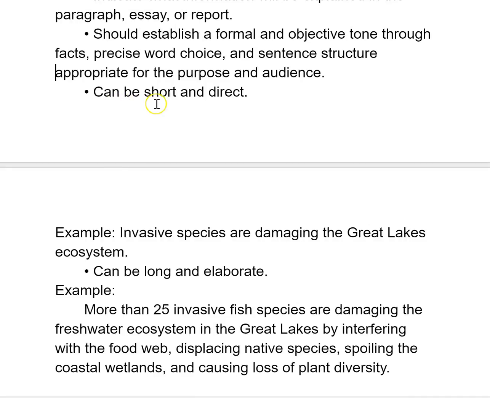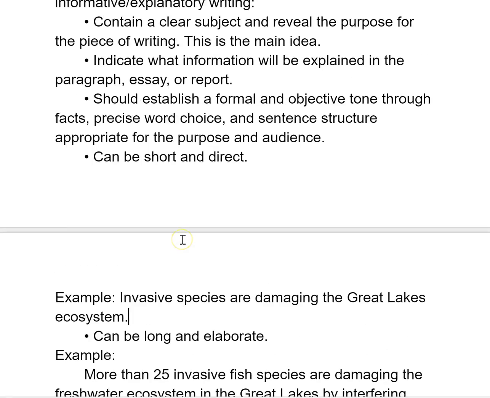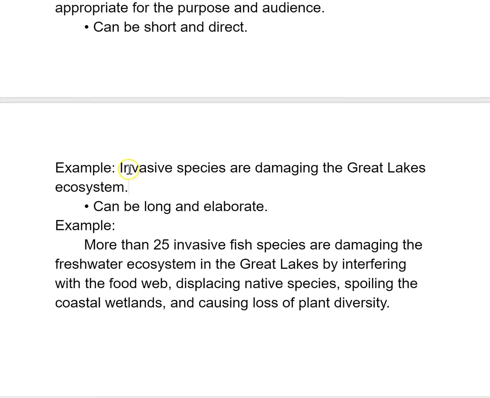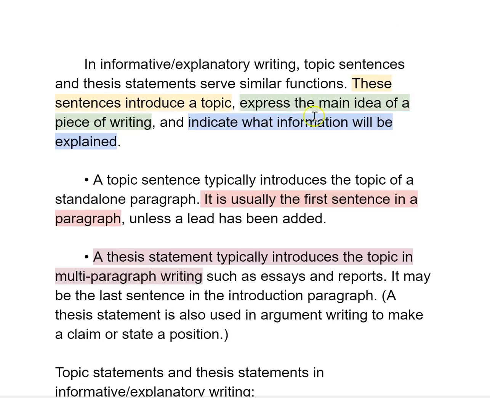Okay, topic sentence and thesis statement can be short and direct. Here's an example of that. Invasive species are damaging the Great Lakes ecosystem. So if we scroll back to the top, remember the three things that a topic sentence or thesis statement needed to do. They introduced the topic. So if we look back at this, our topic is invasive species. That's what we're going to learn about. So they stated it right in there.